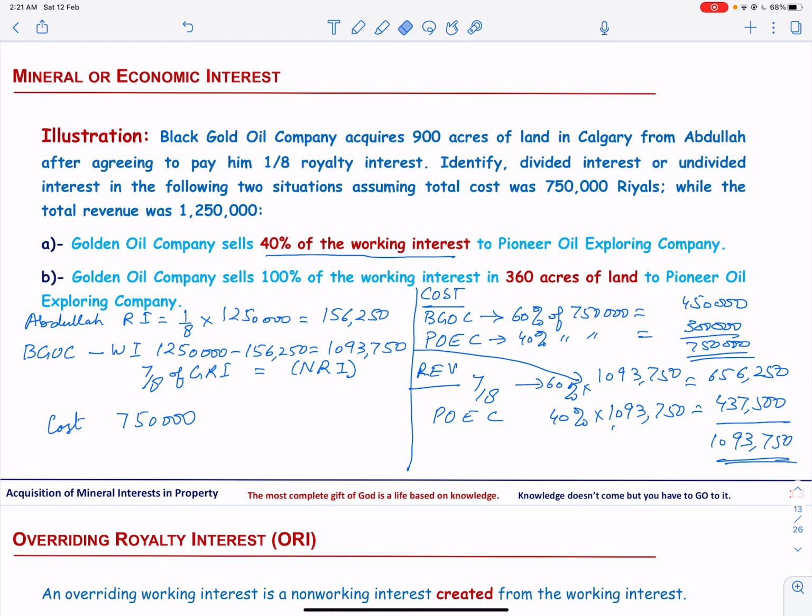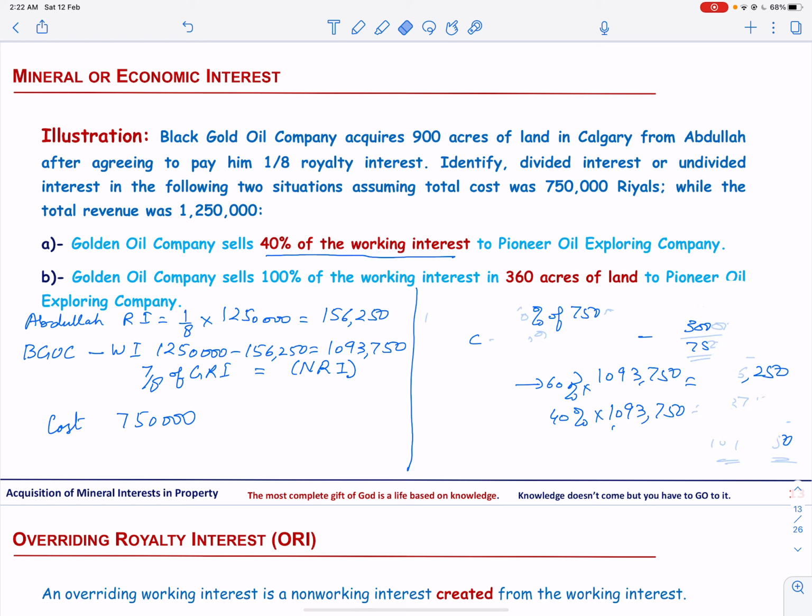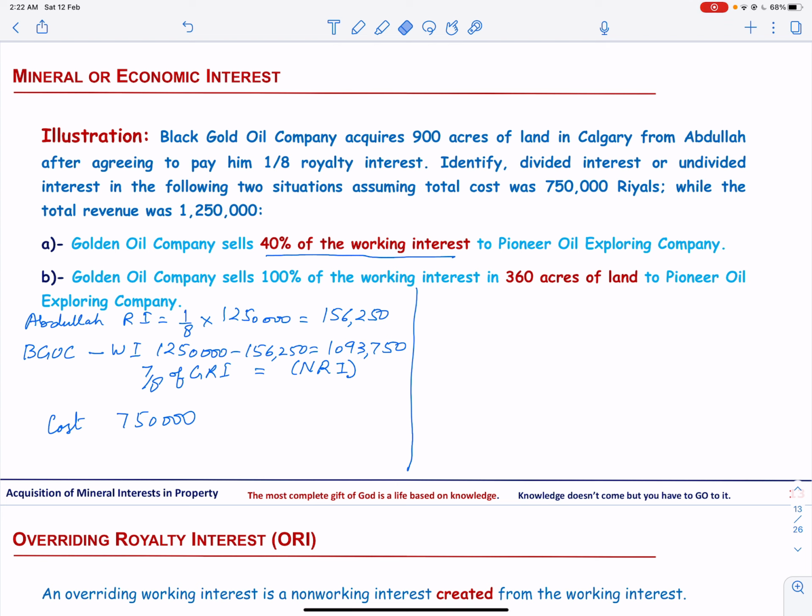So that's how the cost and revenue is going to be allocated if it is an undivided interest, because in the first case Golden Oil Company is selling 40% of the total working interest. Now let us look into the second example or second case.